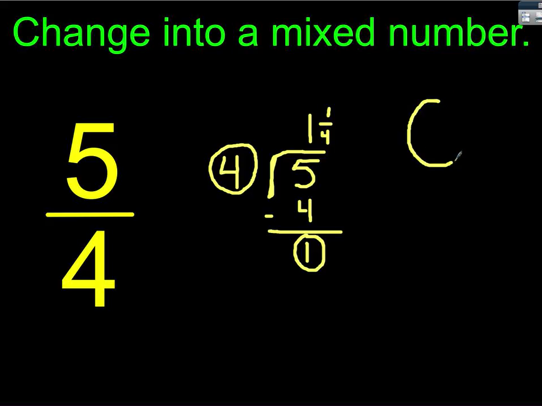Now if I drew a picture to show that and split it into fourths, there's 4 of them there. 1, 2, 3, 4. And then if I had one more, that would be my 5/4. And you would also realize that it's 1 whole circle and 1 more fourth. So 5/4 is the same as 1 1/4.